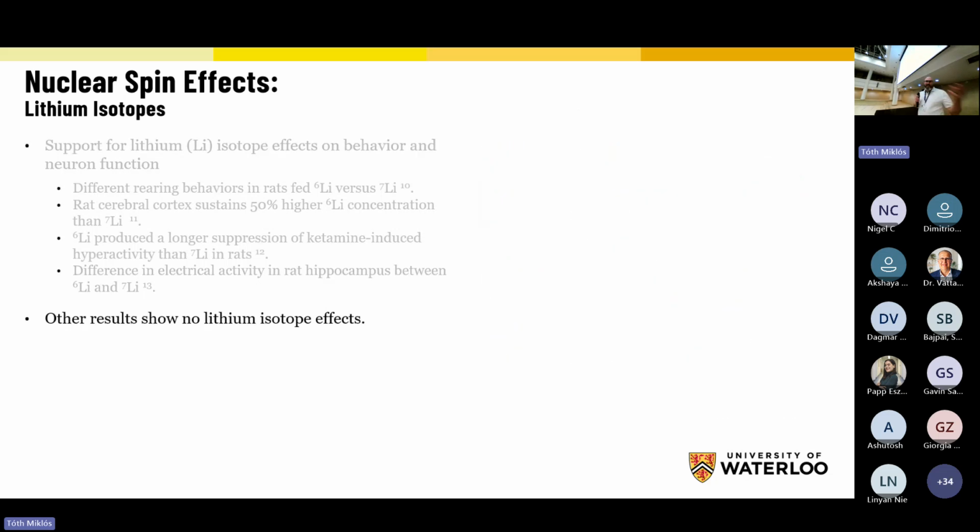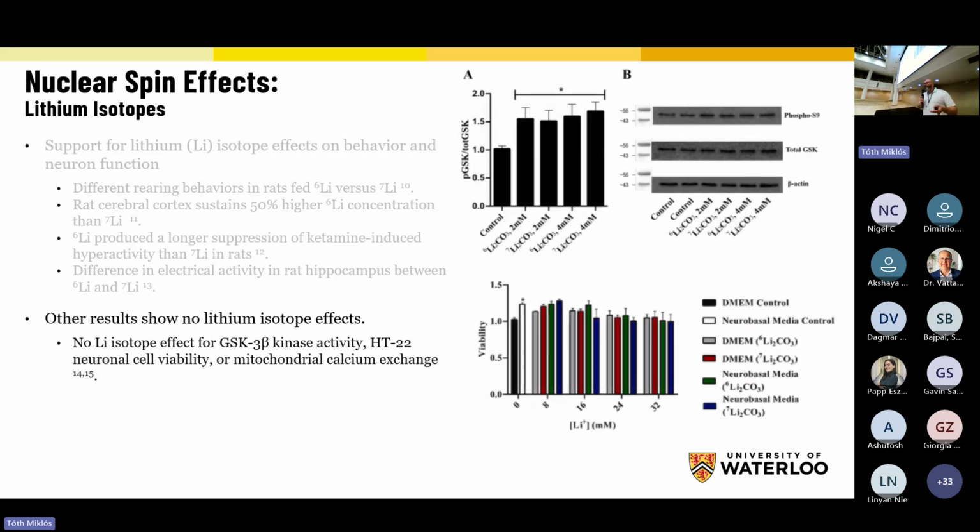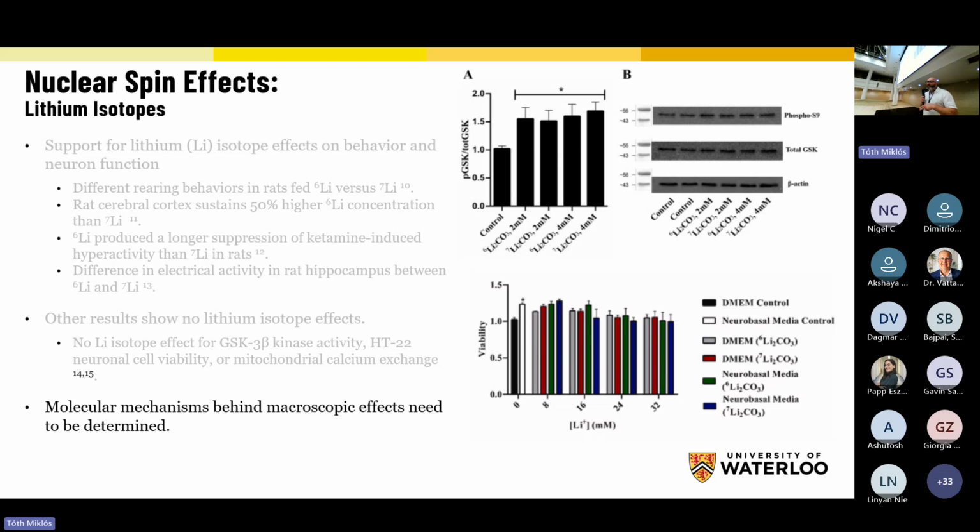However, other results show no lithium isotope effects. Trying to look for the mechanism by which lithium drives these behavioral processes has been a lot harder than observing these behavioral processes. So there's no lithium isotope effect at the level of cells on GSK3 beta kinase activity, cell viability, or mitochondrial calcium exchange. And so they're constantly looking for what is the actual mechanism by which lithium drives these effects, and then potentially how the lithium isotope changes that mechanistic behavior. So the molecular mechanisms behind this macroscopic effect still need to be determined as an active area of investigation.